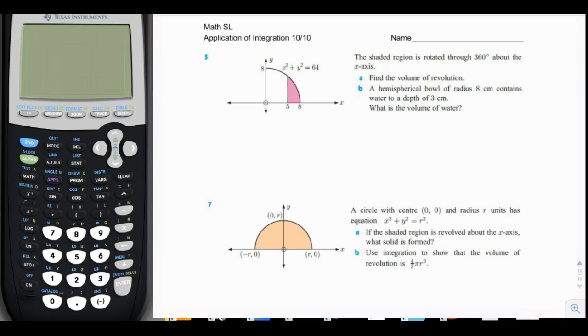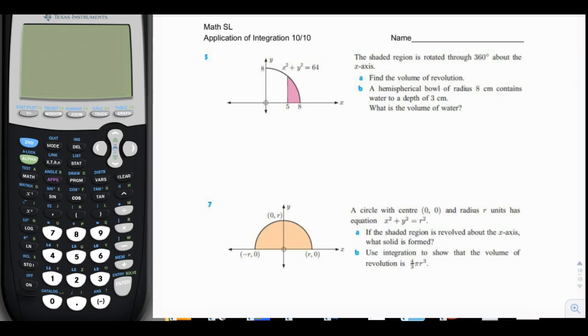Applications of integration, last page. We're just going to continue doing some more rotations, or they call them revolutions, I guess. The shaded region is rotated through 360 degrees about the x-axis. Find the volume of the revolution.